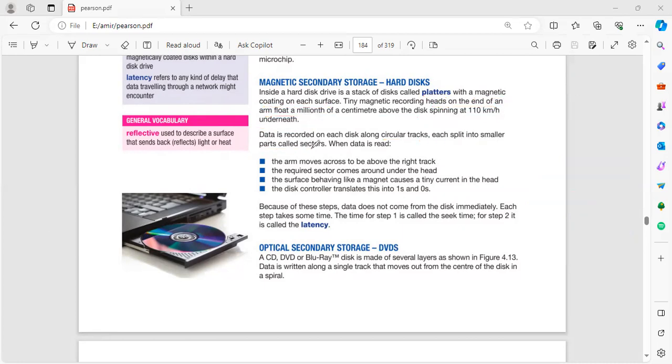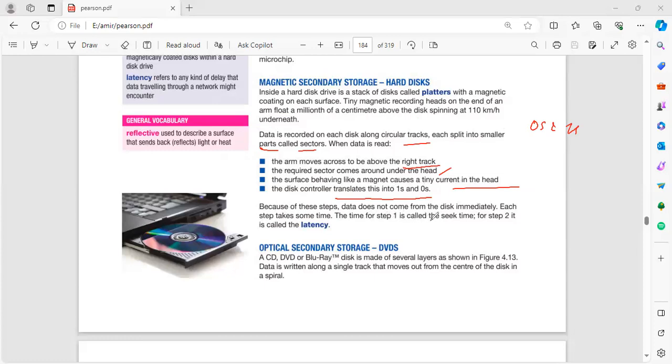The data is recorded on each disk along circular tracks. Each circle is called a track, and each track is split into smaller parts called sectors. When data is read, the arm moves across to be above the right track. The required sector comes around under the head. The surface, behaving like a magnet, causes a tiny current in the head. The disk controller transmits this as ones and zeros.